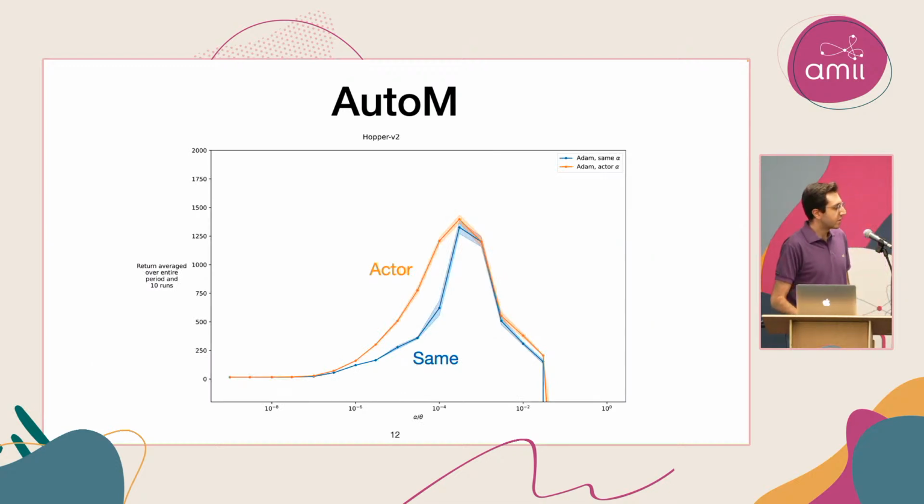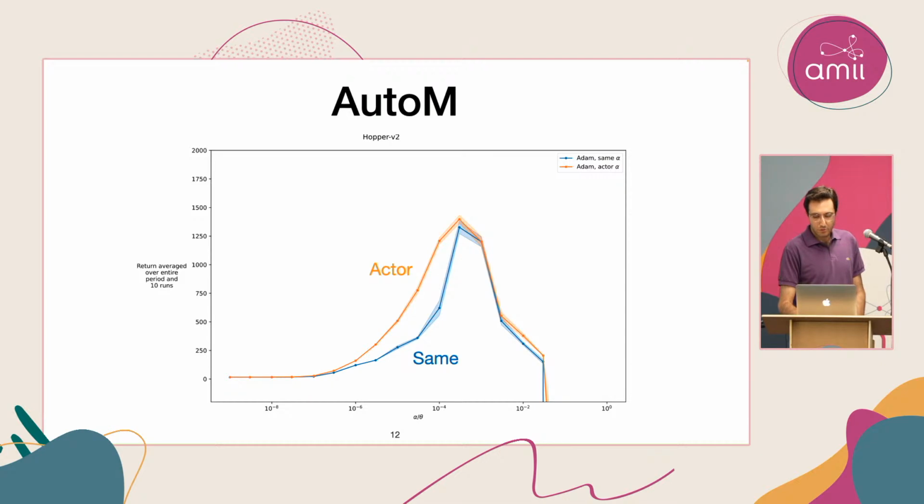The blue curve is when we're using the same step sizes for both actor and critic. And the orange curve shows the performance for that particular step size for the actor, but the critic was tuned to its best step size. So if you have a small step size for the actor, if you tune the step size of the critic, you can still improve the performance to some extent.